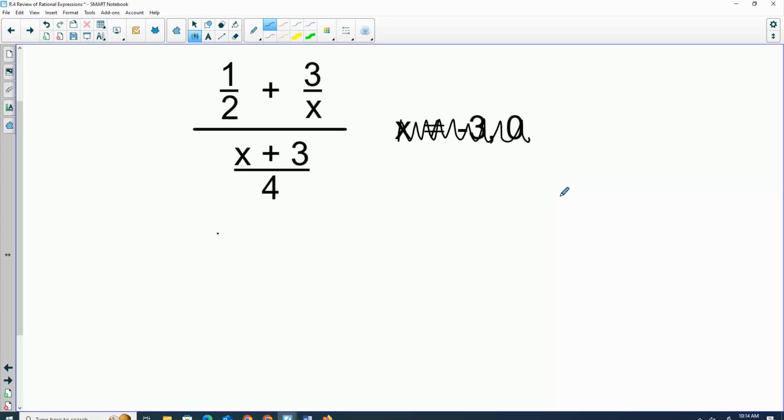You have two different routes you can do it. You can create a single fraction on the top and bottom. So basically I'd have to get a common denominator and put these together. This one is already a single fraction. And then we can flip and multiply. That's option 1.